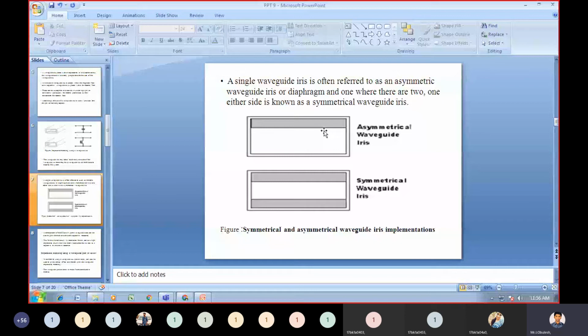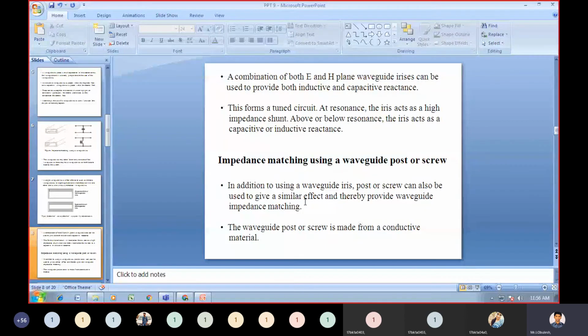A combination of both E and H planes means that both the electric field and magnetic field planes of waveguide irises can be used to provide both inductive and capacitive reactance. If we have a combination of both fields, the waveguide irises will provide both inductive and capacitive behavior.